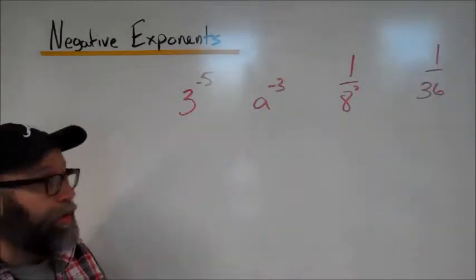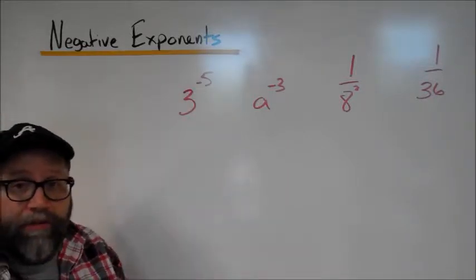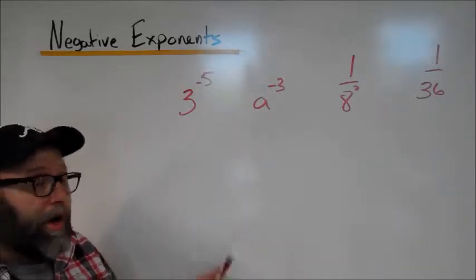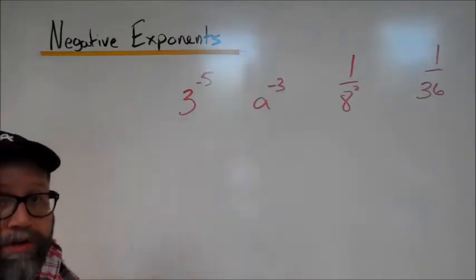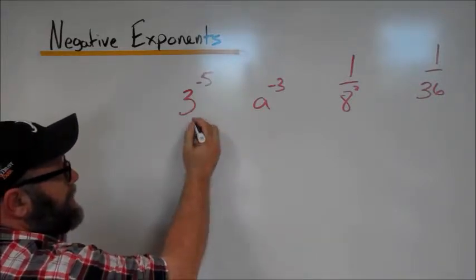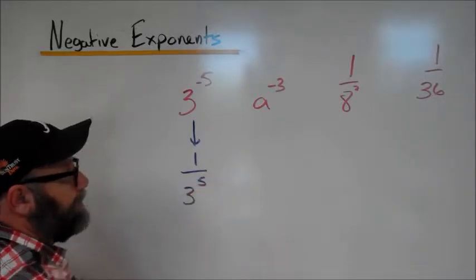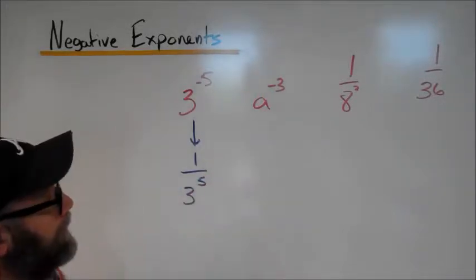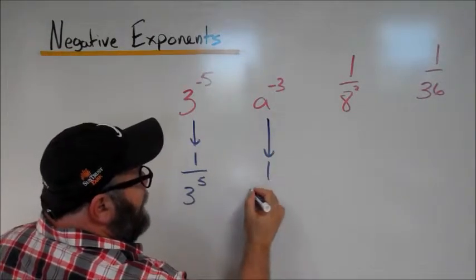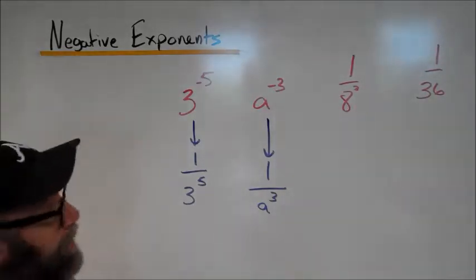Let's look at some examples. So here's my first example, 3 to the negative fifth. Now what we want is the reciprocal of this exponent. So we can represent that as 1 over 3 to the positive fifth. This one, a to the negative third, we can represent that as 1 over a to the positive third.